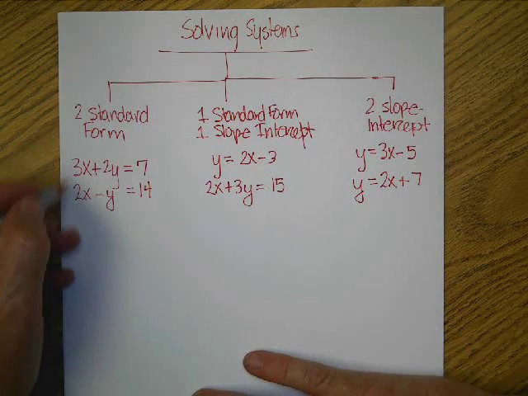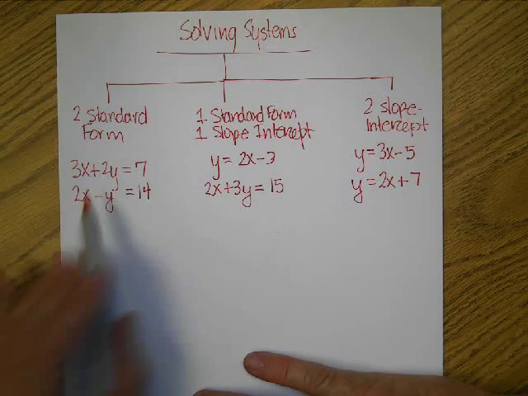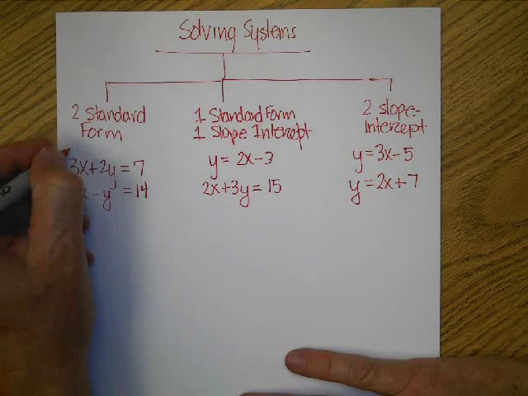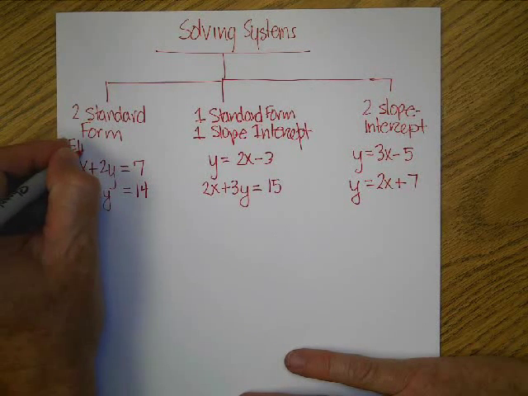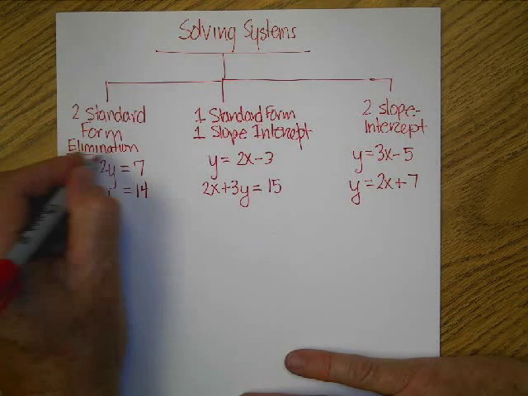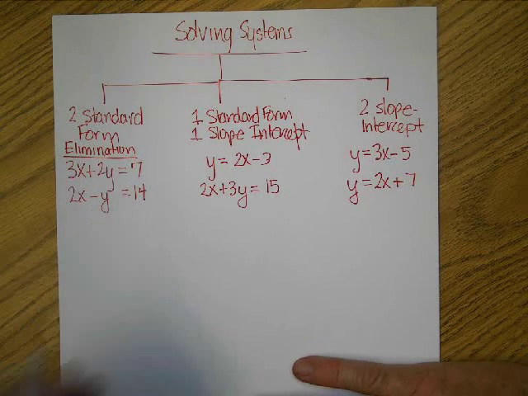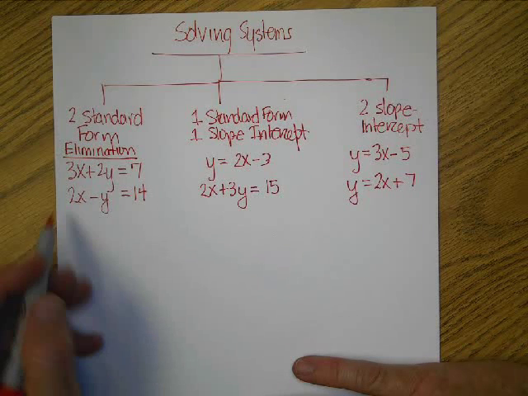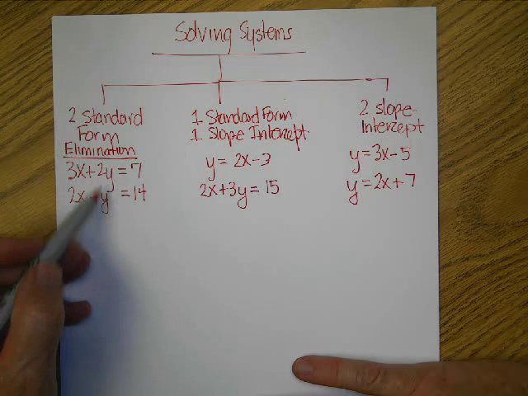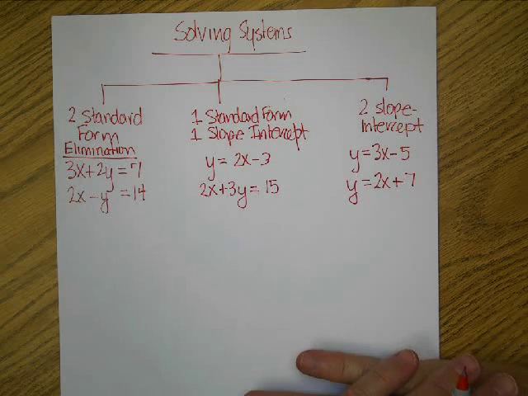Notice on this first equation, 3x plus 2y equals 7, and 2x minus y equals 14. The object here is to use the elimination method. We're trying to eliminate one of the variables, either the x's or the y's, so we can solve for the other. The easiest way to do this, and what your brain is saying, is can I make the y's opposite each other, additive inverses, or the x's, so they add up to 0.